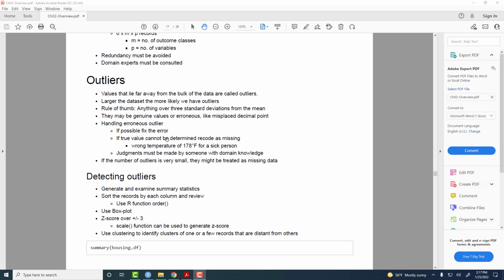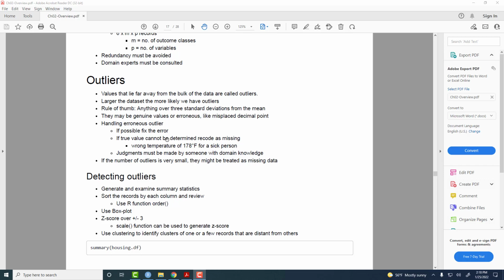Erroneous could be a misplaced decimal point. That would be an error. So in any case, you filter out those extreme values, and then you have to look at them and decide whether there is a mistake. If it is an erroneous value, and you can figure out what the error is, then you fix the error. Sometimes you may be able to figure out what the error is. Sometimes you know that that is an error, but you don't know how to fix it.